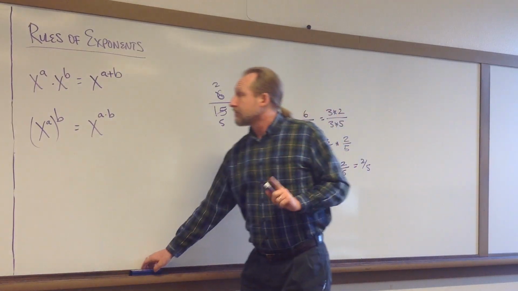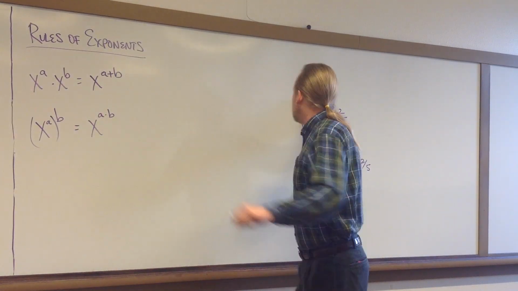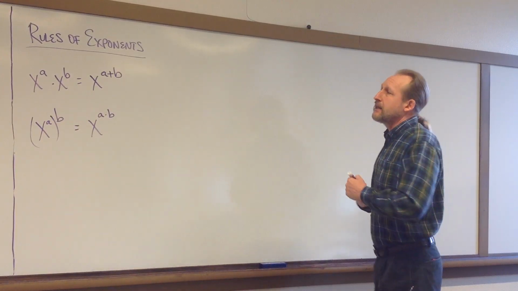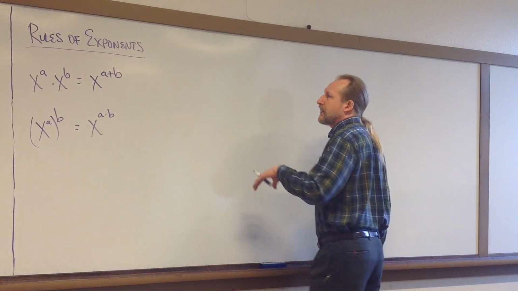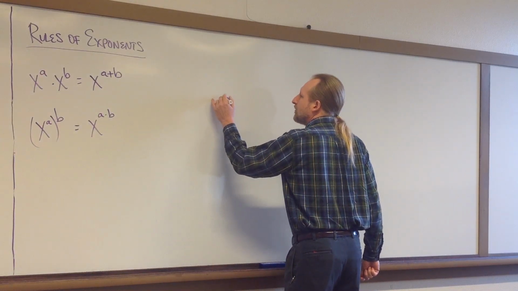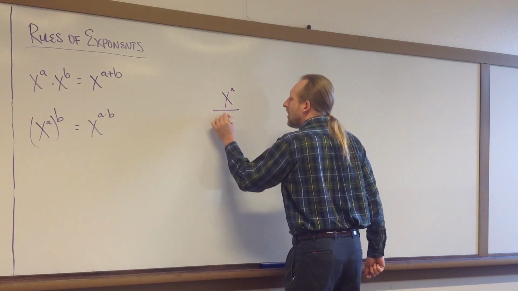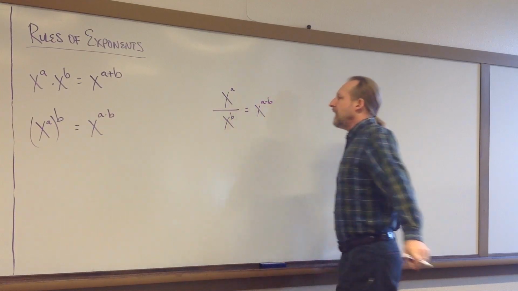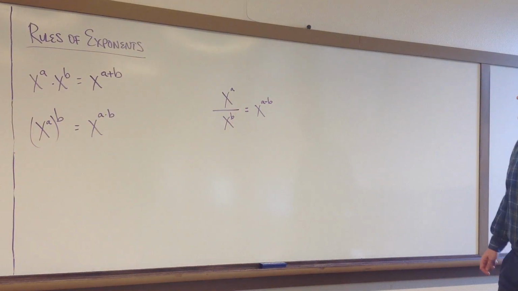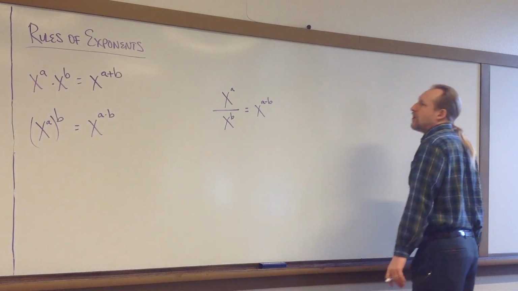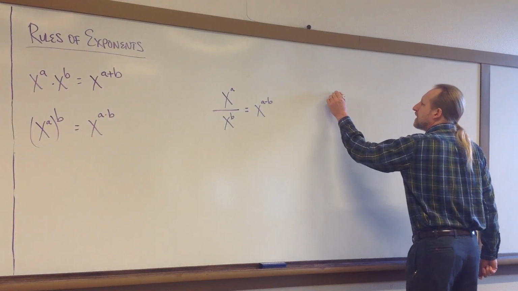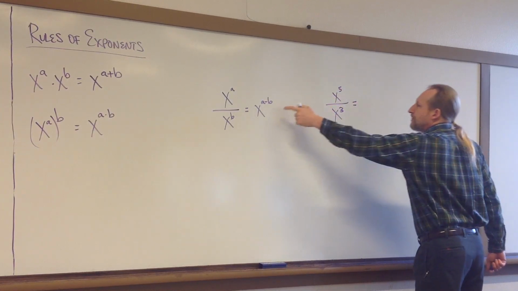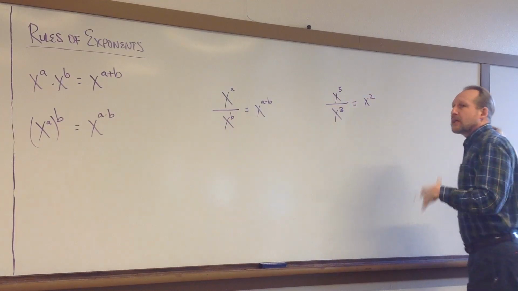All right, so now let's talk about the next rule of exponents, which is what happens when we divide exponential expressions with the same base. So let's say we've got x to the a over x to the b. The rule says this is x to the a minus b. Okay. Why is that? Well, let's look at it numerically. Let's say we have x to the 5th over x to the 3rd. If we follow the formula, it says this should be x squared.